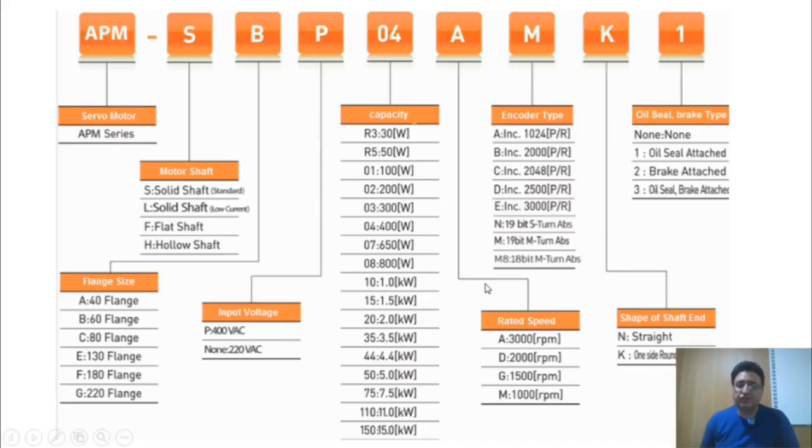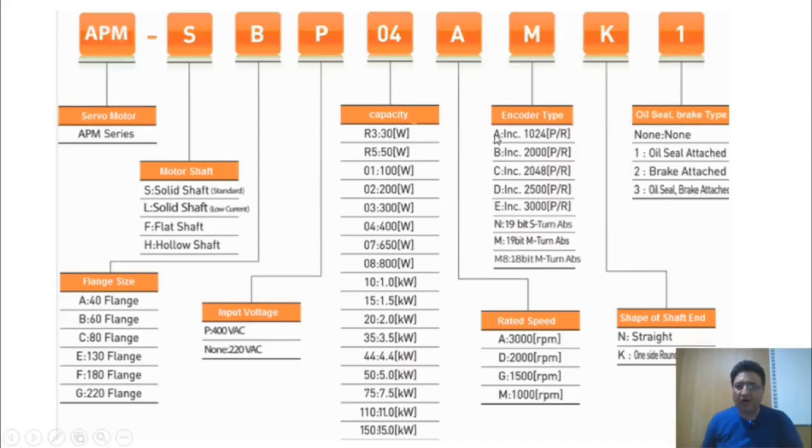The next letter indicates the motor's speed, which ranges from 3000 RPM to 1000 RPM, and we can select one of these based on our requirements. The next letter indicates the type of encoder used in the servo motor. In servo motors, usually two types of encoders are used: incremental encoders and absolute encoders.